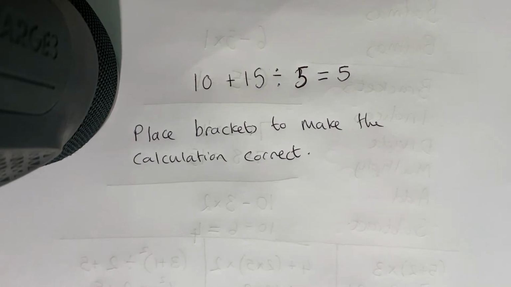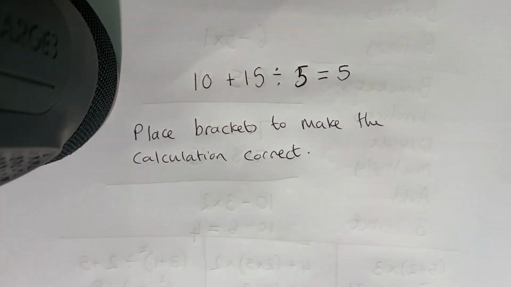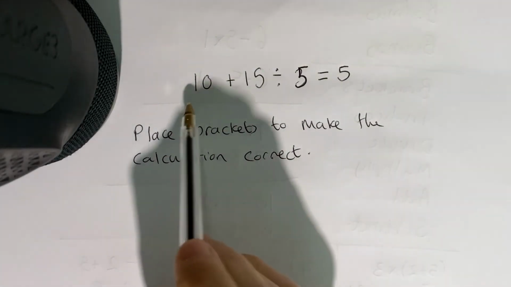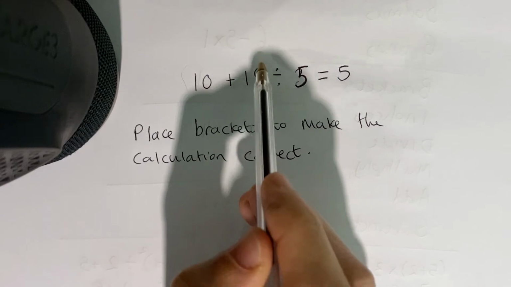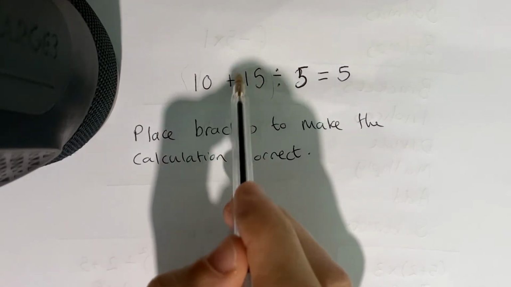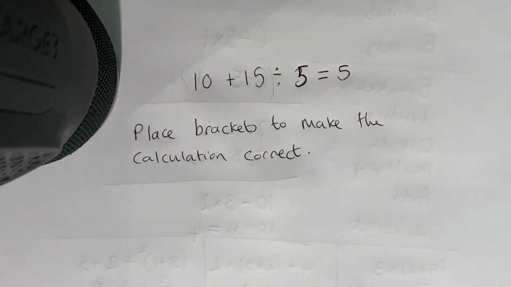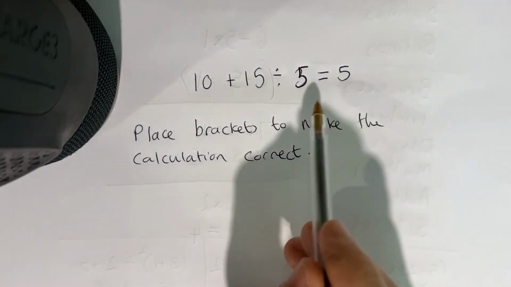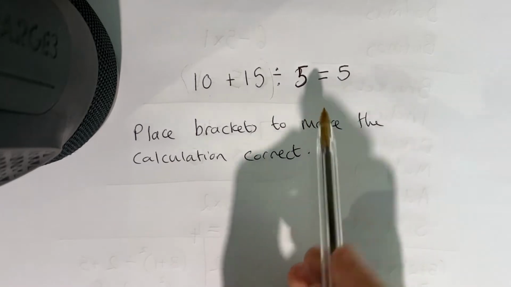Okay, so there's only 3 numbers here, so we're going to place the brackets in one of 2 ways, really. We're either going to place it round the 10 and the 15, or round the 15 and the 5. Well, I know which is the wrong one, so I'm going to look at the wrong one first. Let's say we placed it round the 15 and the 5.